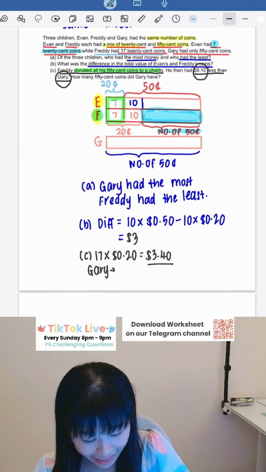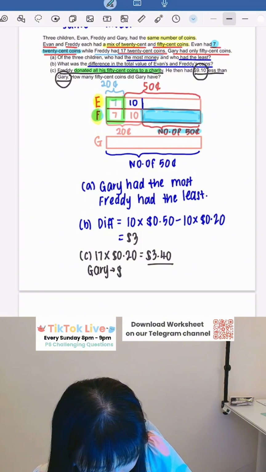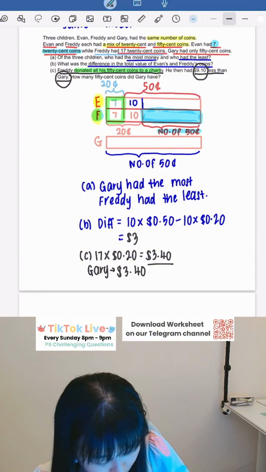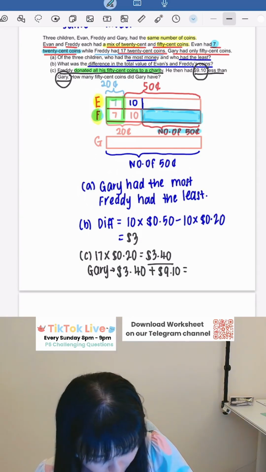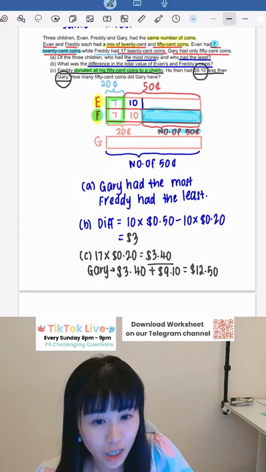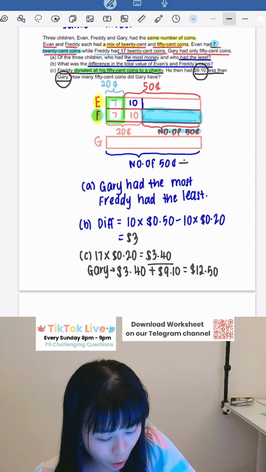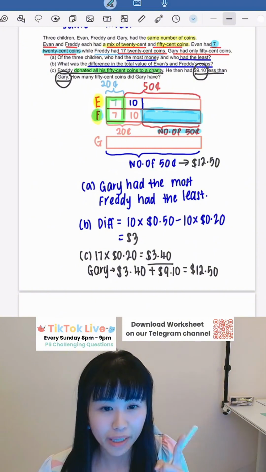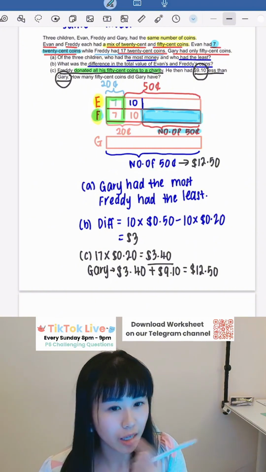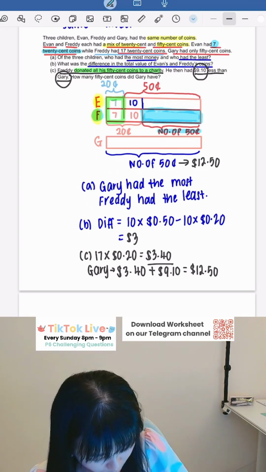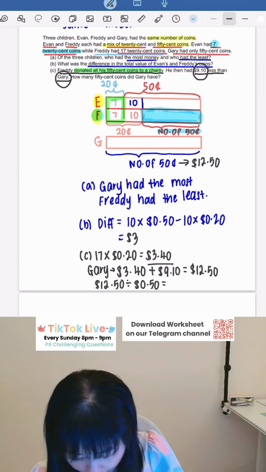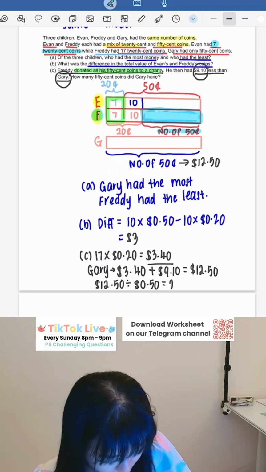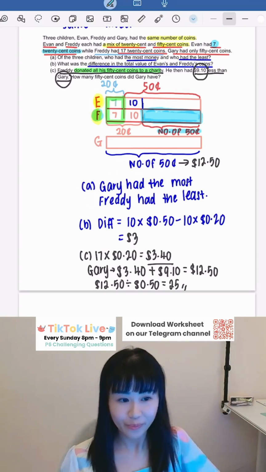Plus 9.10. Correct. Because less than Gary means Gary will have that $9.10 more. So you add the $9.10. So Gary has $12.50. The fact that Gary has $12.50 and is all made up of 50 cents, everybody, what is the last step? How many 50-cent coins are there in $12.50? Very good. You will take 12.50 divided by 50 cents, and that will give you the answer, which is 25. Okay, for part C.